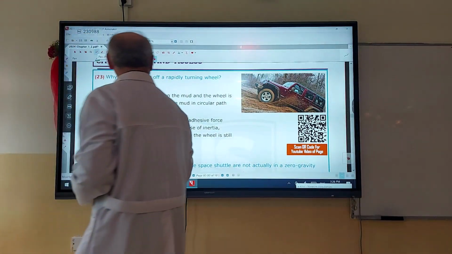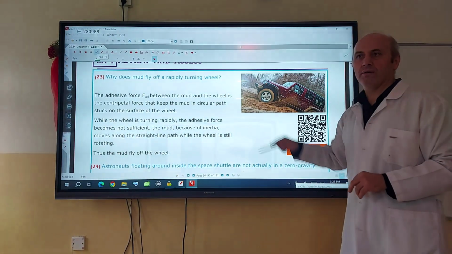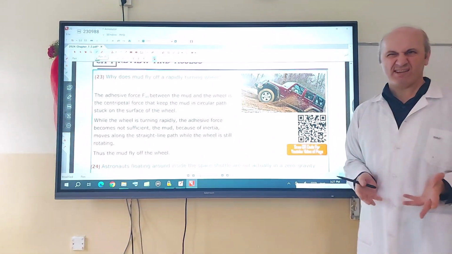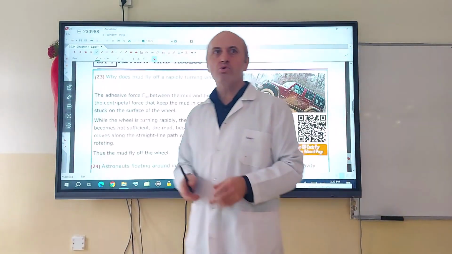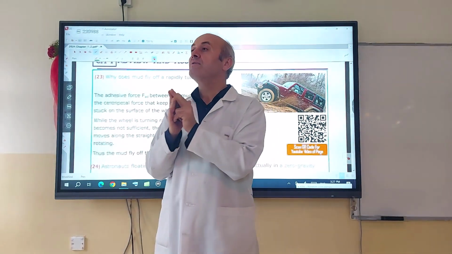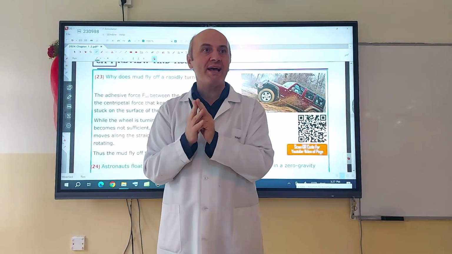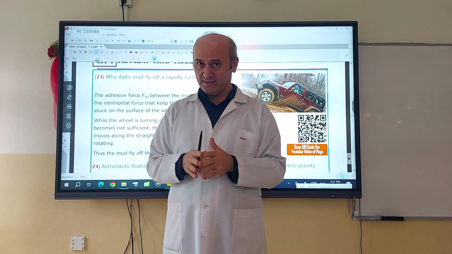And question number 23. Why does mud fly off a rapidly turning wheel? Rapidly turning wheel. Mud, sticky things. It sticks on your body. Two different substances stick to each other because of a force between them called adhesive force. In secondary school, most probably you studied this.